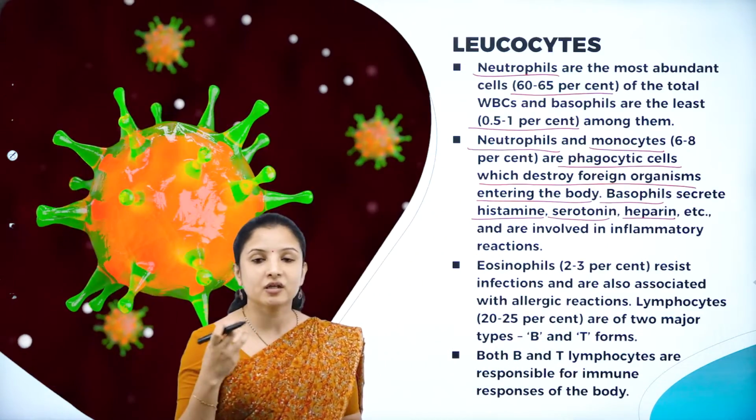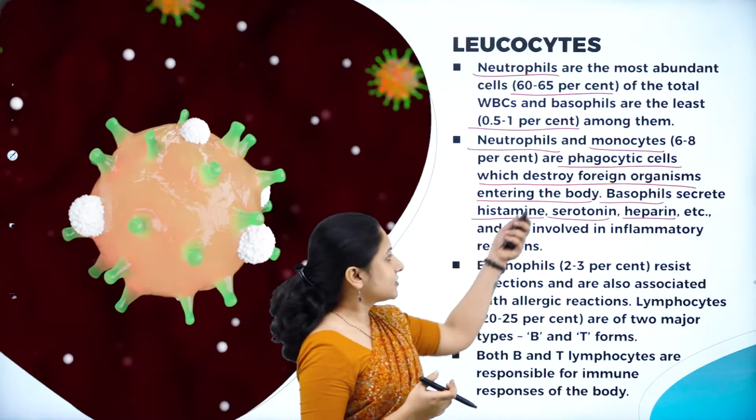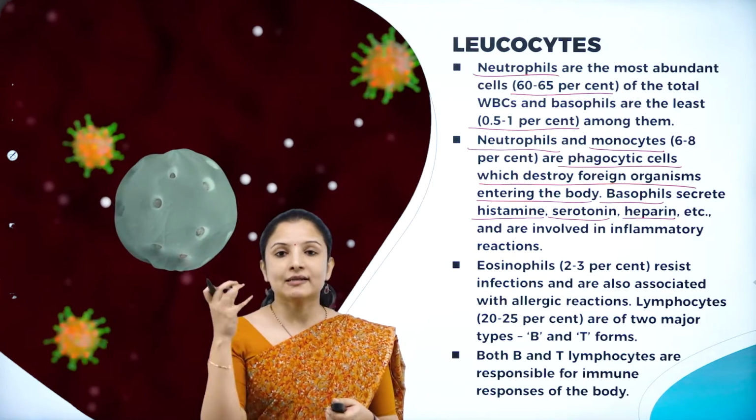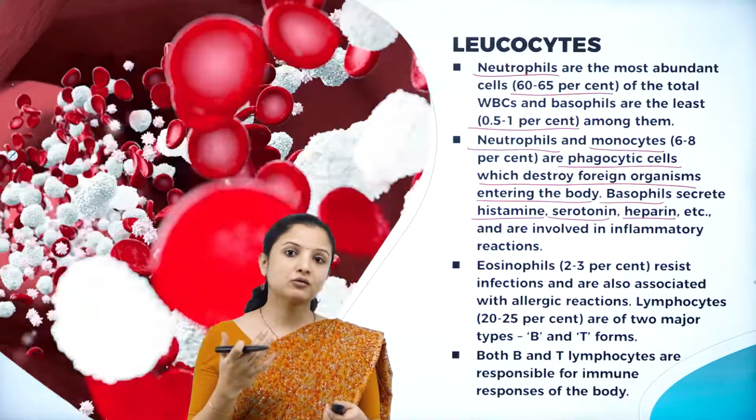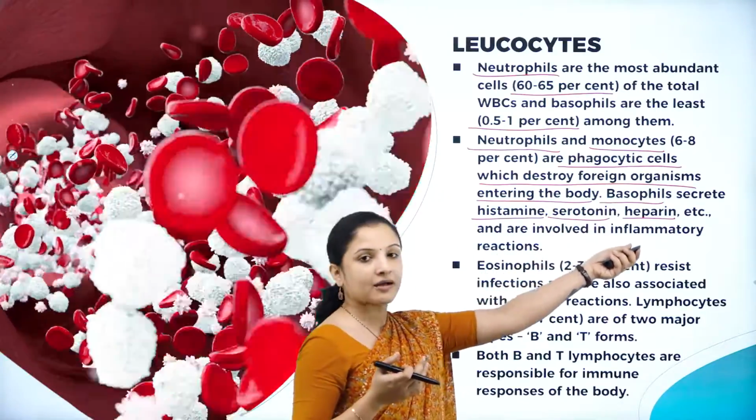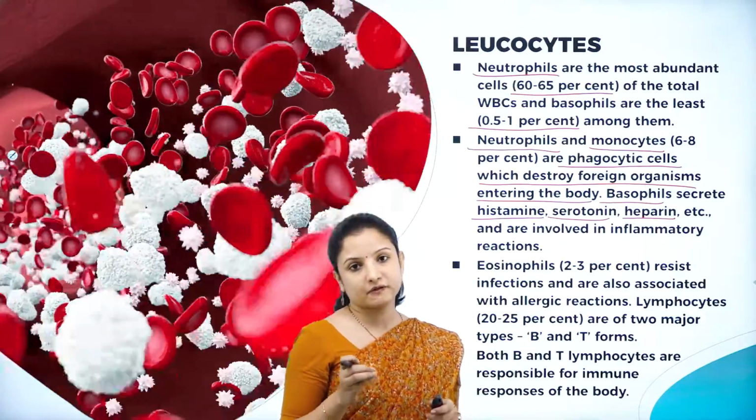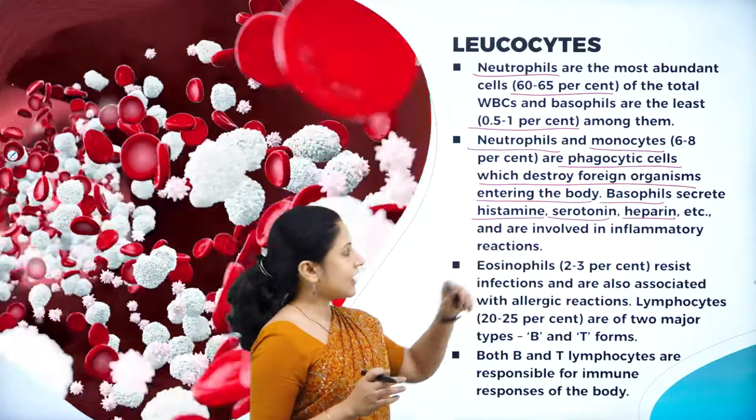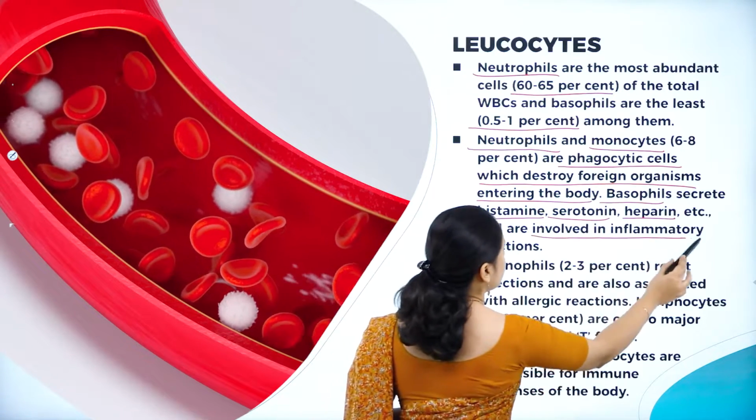Histamine is a chemical messenger that sends various messages to the brain and the spinal cord. Serotonin is also a chemical messenger that carries information to the brain about mood, so serotonin can also be called the happy hormone. If all these, histamine, serotonin, heparin, etc., have to be secreted, what is responsible? It is the basophils. So the function of basophils is to secrete histamine, serotonin, heparin, etc. And these components are involved in inflammatory reaction.